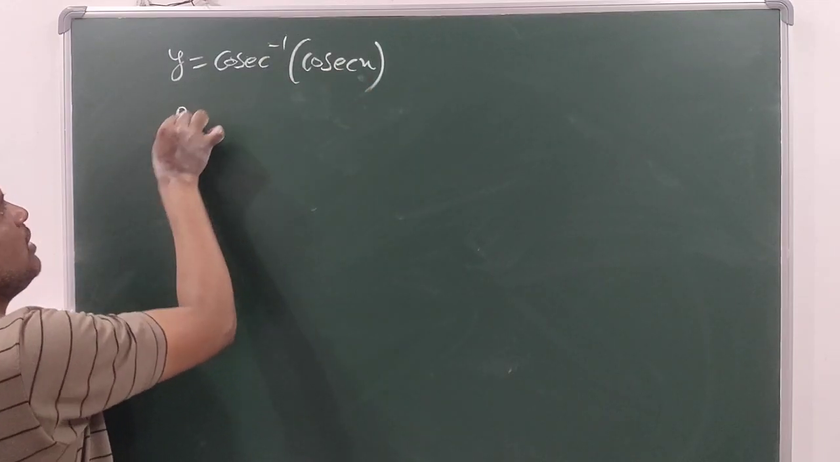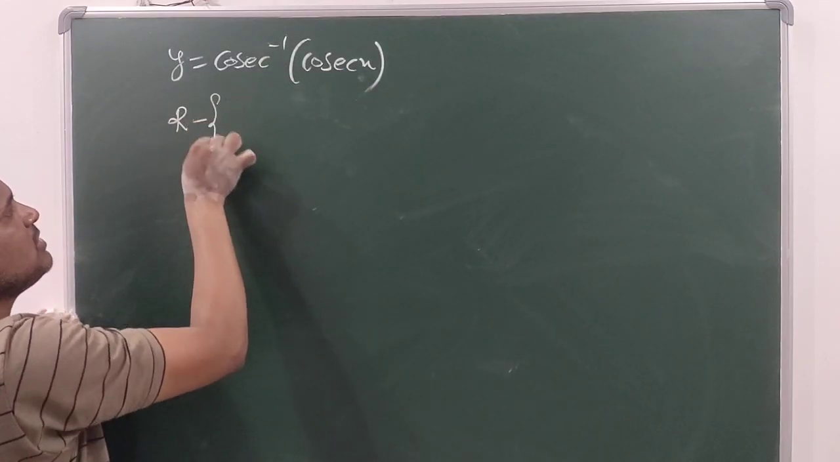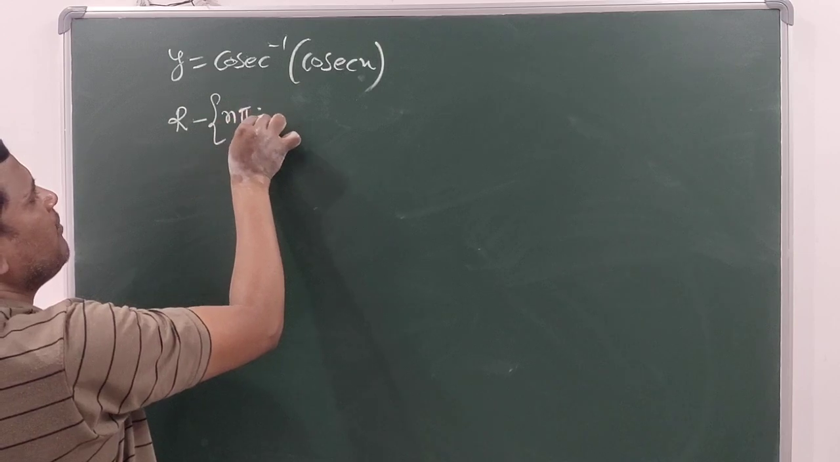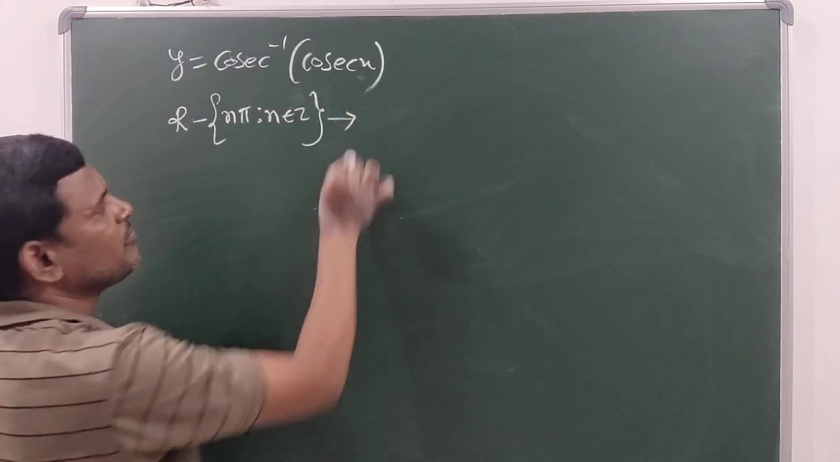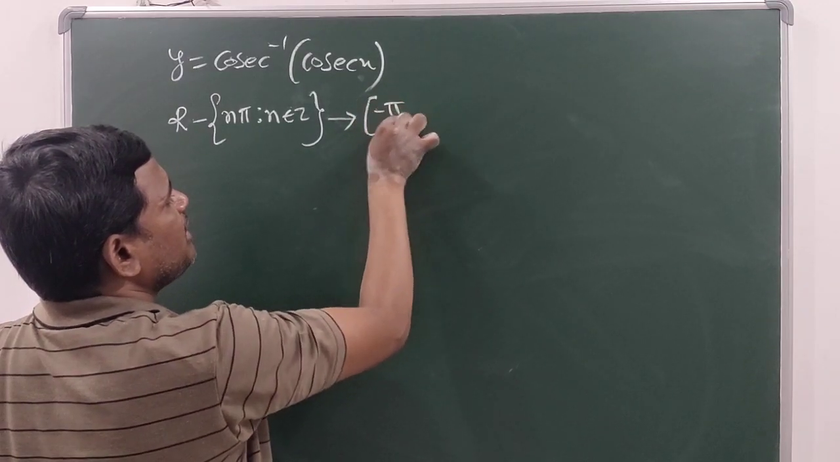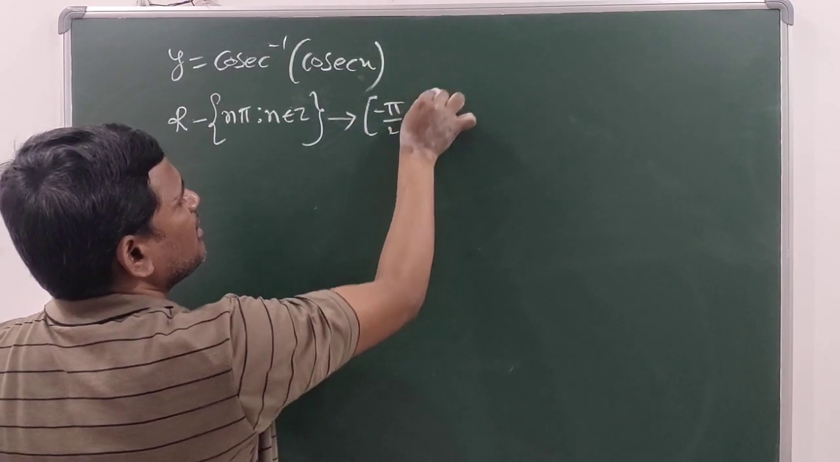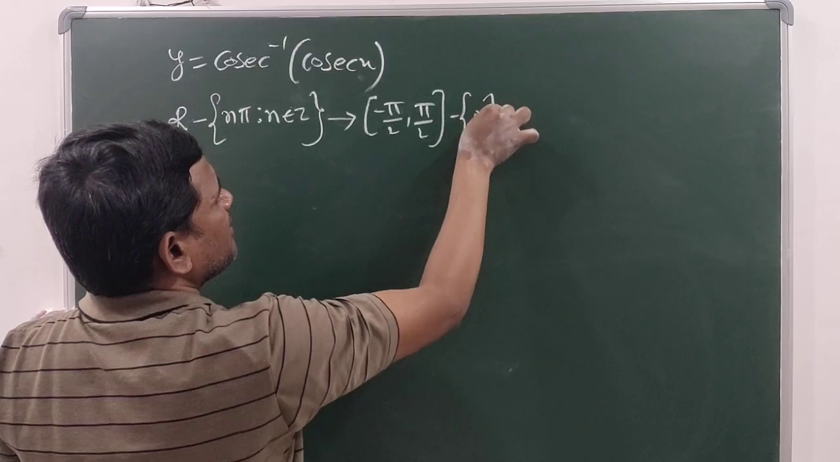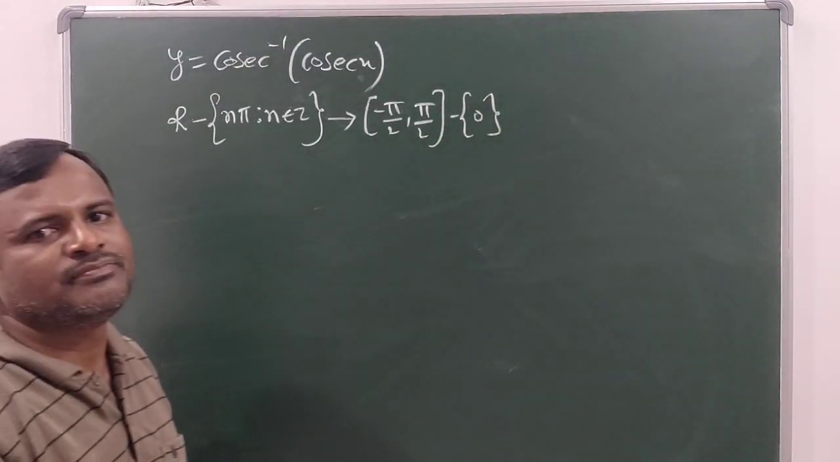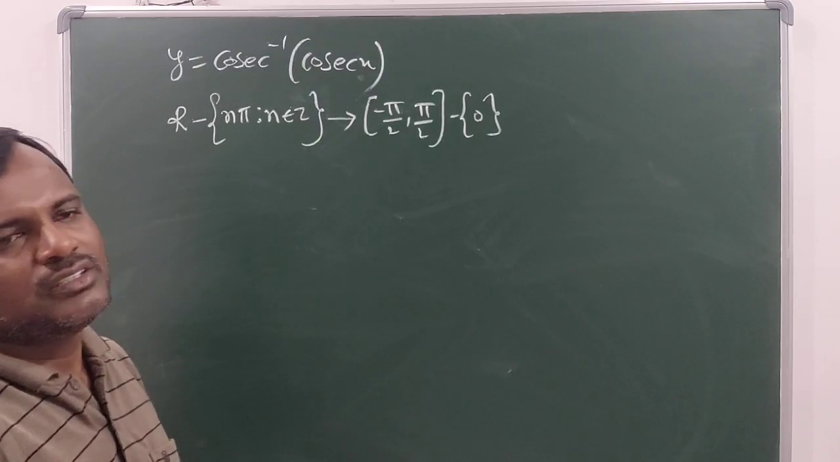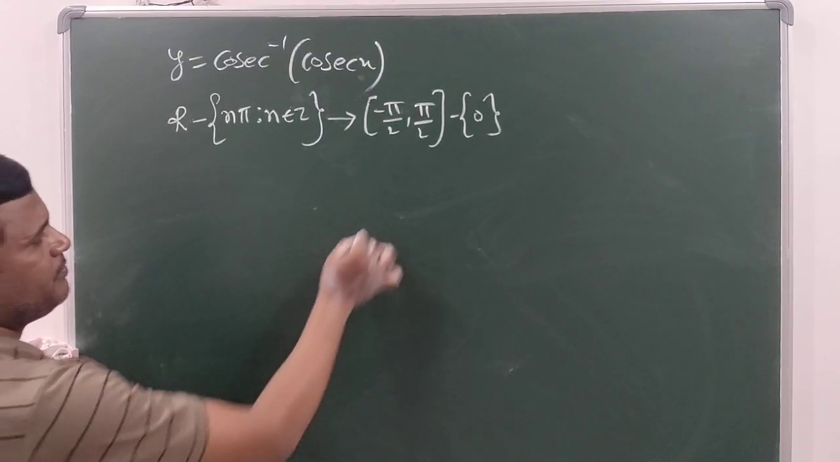So here this will be defined for R minus n pi, where n belongs to Z, whereas the range must be minus 90 to plus 90, with 0 subtracted. Okay, students. Right. So now let us draw its graph.